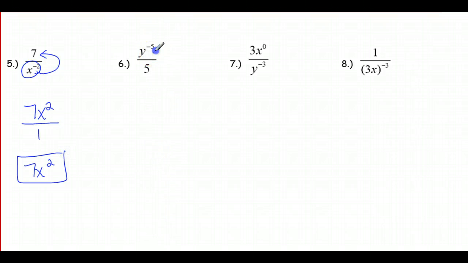Alright, in this example, our y to the negative 5th is going to move to the bottom, but be careful because something has to stay in the top, and that's going to be a 1. So we have 1 over 5y to the 5th.